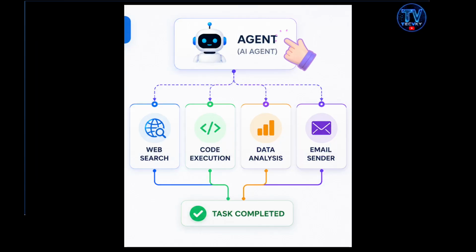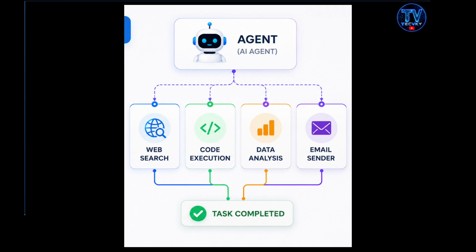Okay. At the top, we have our AI agent. The agent is responsible for deciding what needs to be done. But instead of doing everything itself, it can invoke different skills based on the task. For example, if the agent needs the latest information from the internet, it can use a web search skill. This allows the agent to search websites, documentation, news articles, or knowledge bases.